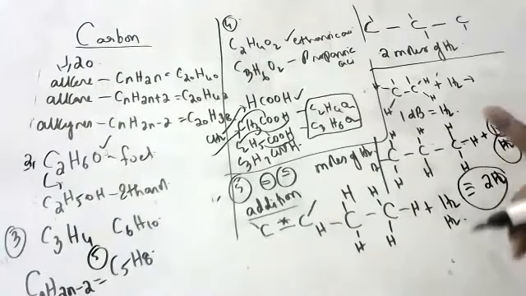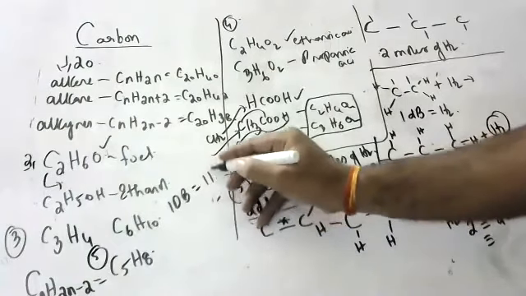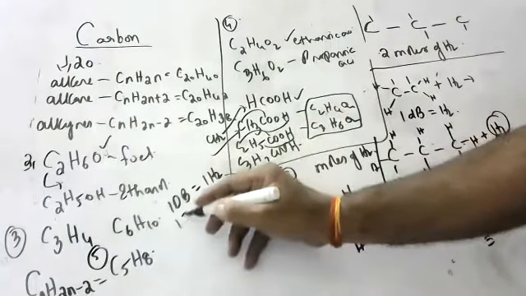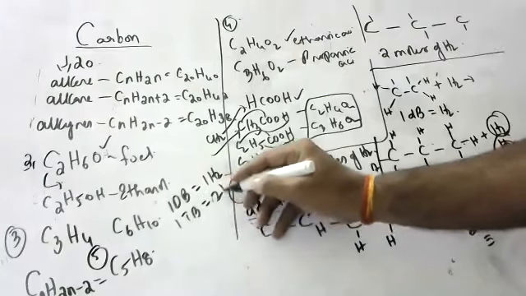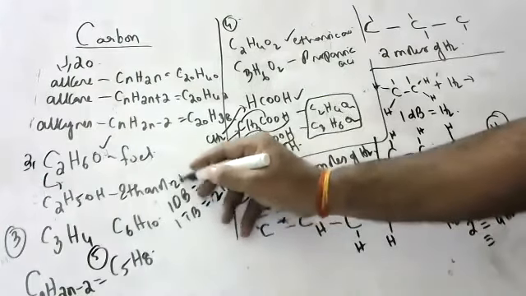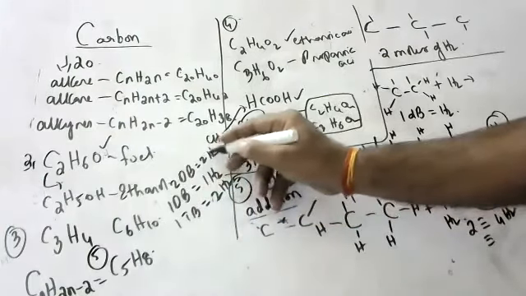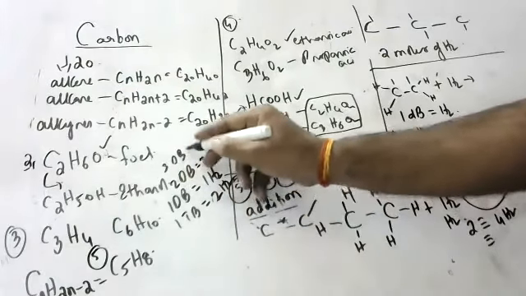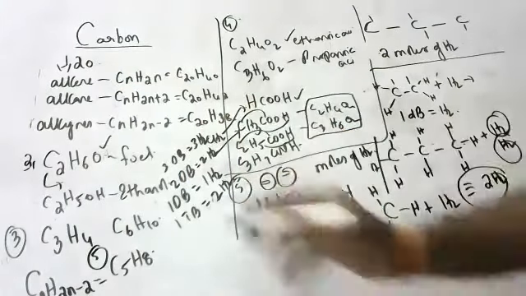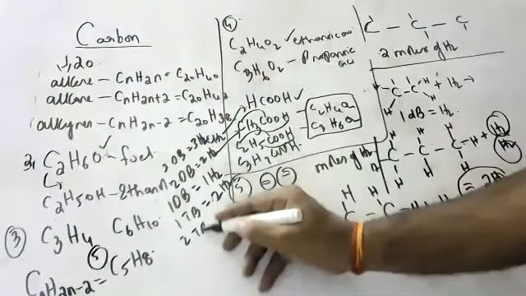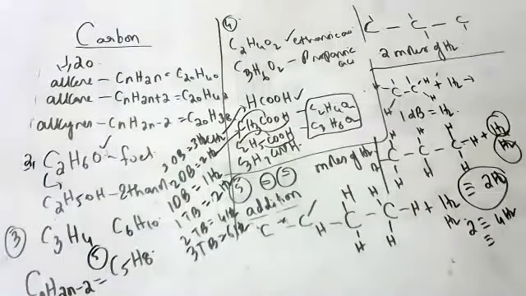So children, you have to understand, one double bond requires 1 hydrogen. One triple bond requires 2 hydrogens. 2 double bonds require 2 hydrogens. 3 double bonds require 3 hydrogens. 2 triple bonds require 4 hydrogens. 3 triple bonds require 6 hydrogens. Try to understand, children.